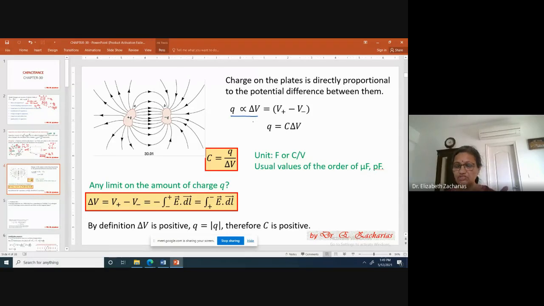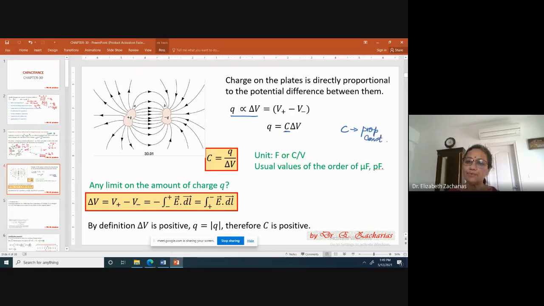Similarly, when we say charge, we are neither talking about a positive charge nor a negative charge. We are talking about the charge on one plate, the magnitude of the charge. That's the reason why we write delta V as V plus minus V minus, because the positive plate is always at a higher potential. Now look at this. Q is directly proportional to delta V. So we can write this as an equation with a proportionality constant. Q is equal to C into delta V, where C is the proportionality constant.